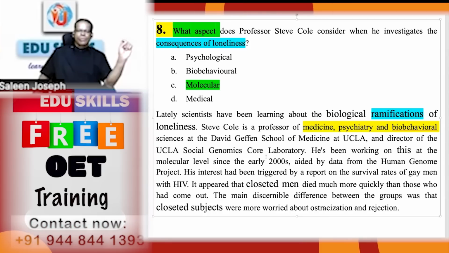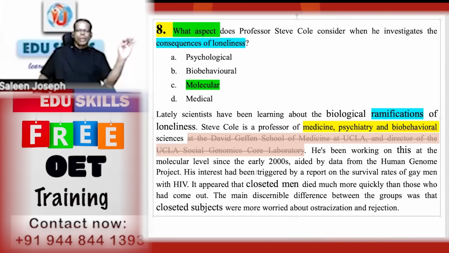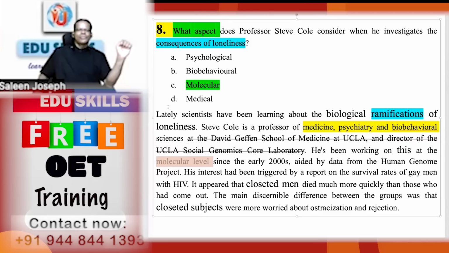And director of the UCLA, see, whatever is between the subject complements, you can just ignore. All these things you can ignore if you want, so that you can save time. He has been working on this at the molecular level. What is this? On these departments, on the molecular level aspect. Did you get me?